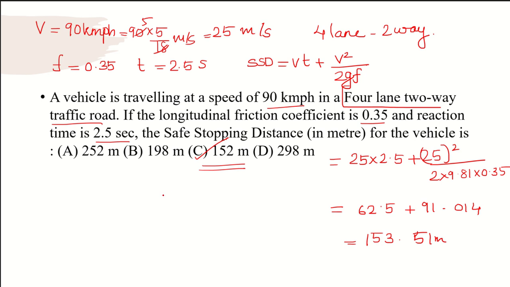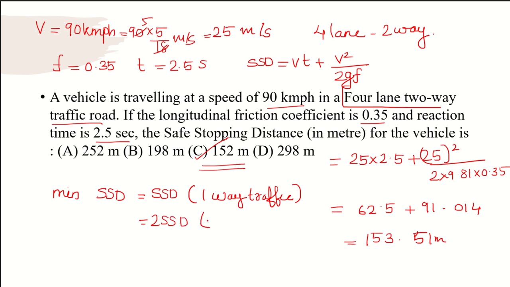And we should know some more points. The minimum stopping sight distance is the stopping sight distance itself in a one-way traffic road, and it is 2 times the stopping sight distance for a single lane road with a two-way traffic.